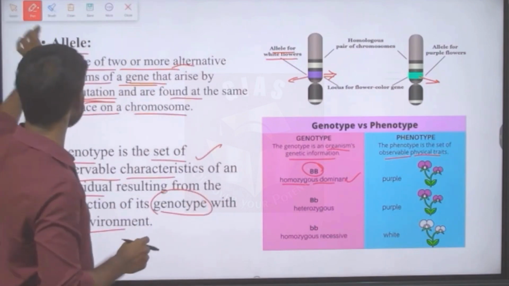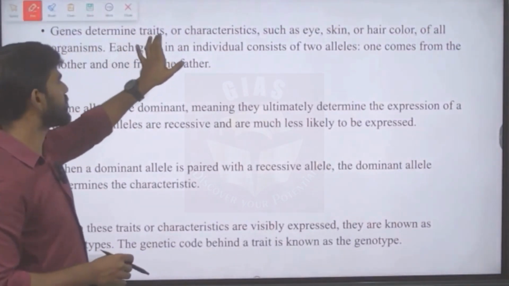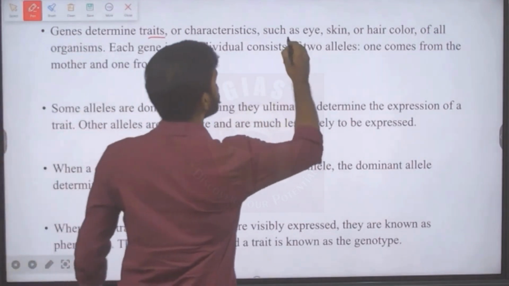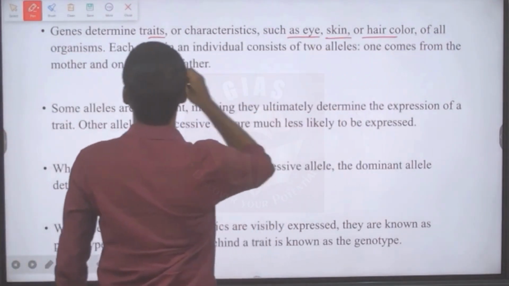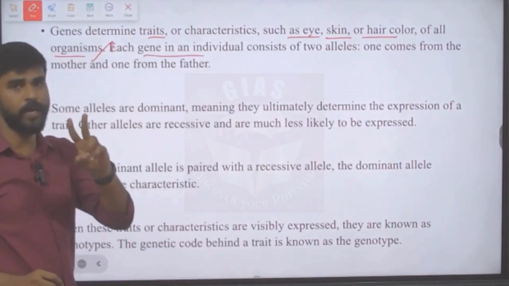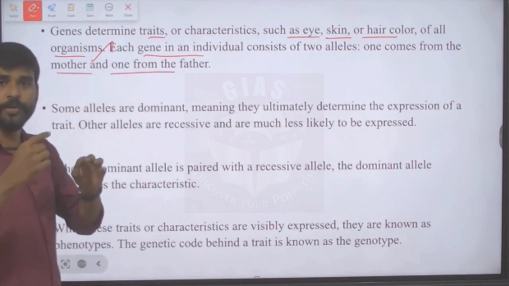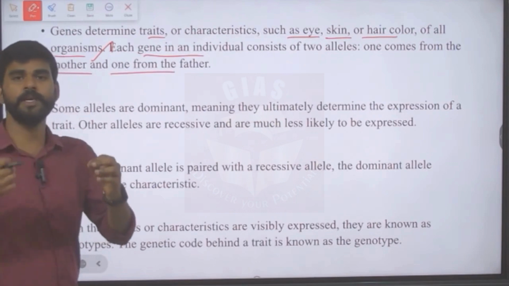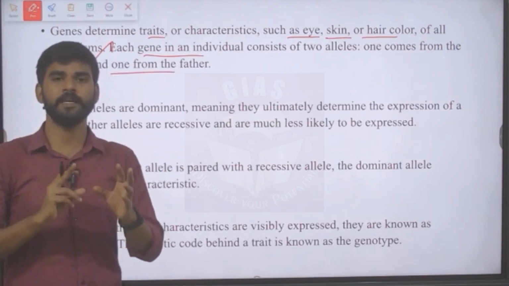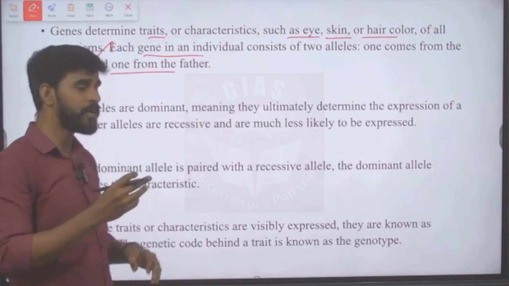Okay. Next, we'll summarize this. So genes determine traits. We know that our genes determine our traits or characteristics like eye, skin, hair color of any organisms. And each gene in an individual consists of two alleles. One comes from the mother and another from the father. So which is going to be the dominant one and which is going to be the recessive one? And based on the combination, your eye color or your skin color, hair color will be determined. Okay, this is the basic.